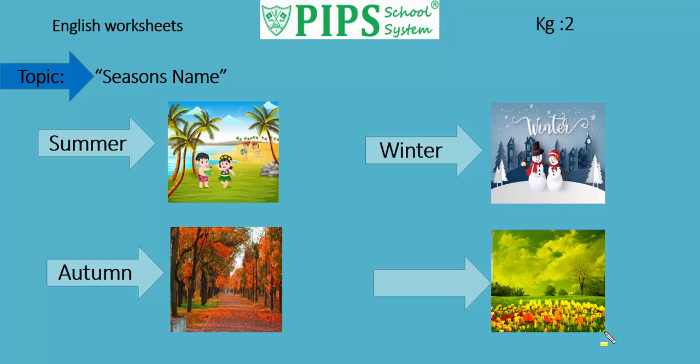The next season is spring. Spring is a pleasant season. It comes with the blossoms of beautiful colors. Here we will write the spelling of spring like this. SPRING, spring. Students, read with me.